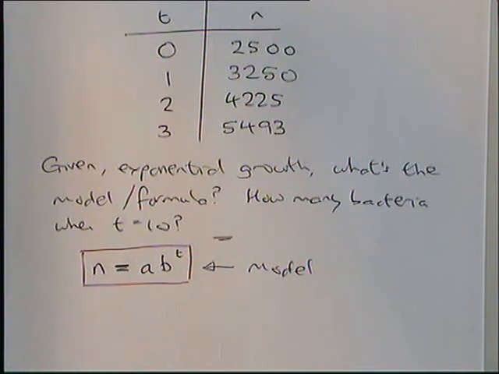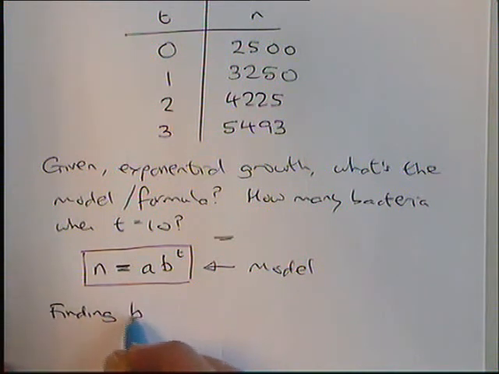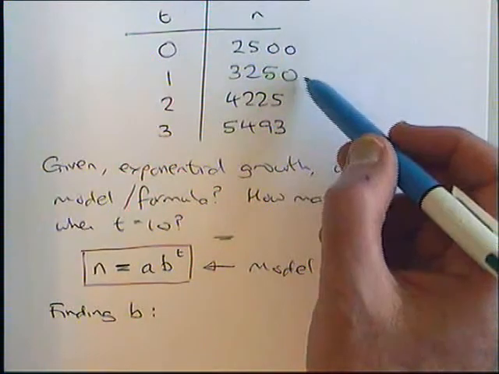So I've got to try and work out here what A is and what B is. Can anybody tell me one of those things straight away? B is 1.3. So hang on, let's have a look. Finding B. What did you do to find B? I divided time 1 by time 0, so 3,250.